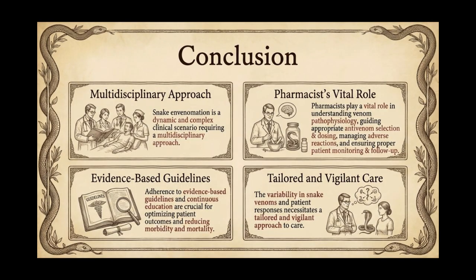Snake envenomation presents a major public health challenge worldwide, leading to significant illness and death, especially in rural tropical areas. This overview explores various aspects of snakebite, starting with the classification of venomous snakes and the epidemiology of bites, moving on to the complex nature of snake venoms and their diverse clinical effects. The discussion concludes with management strategies, including the use of antivenom.